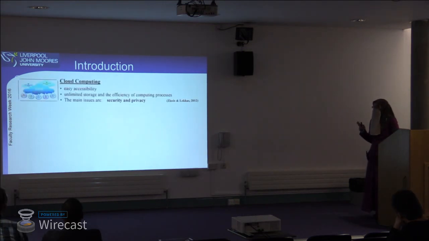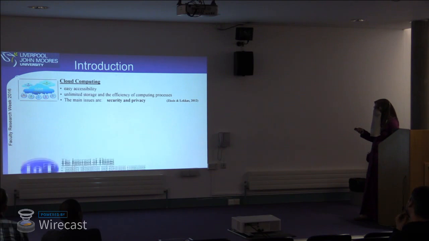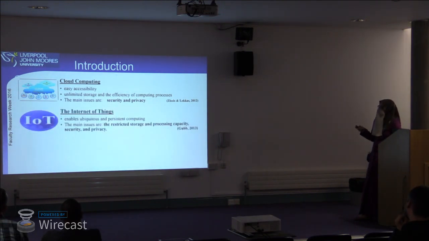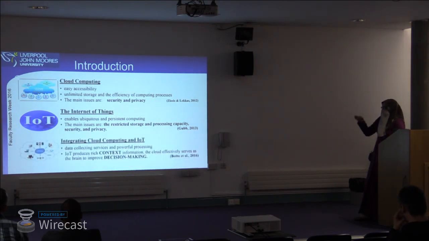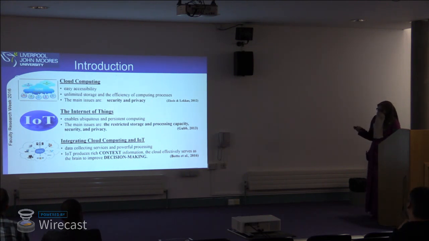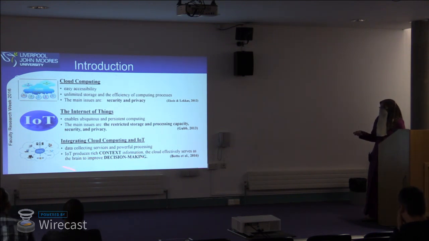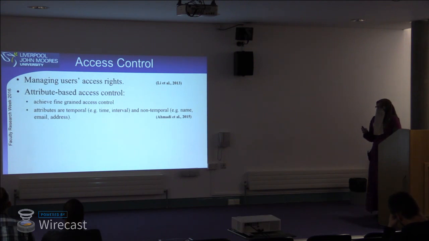In recent years, there are two different technologies that are vital for our life. The first one is cloud computing. The second one, which is tightly coupled with cloud computing, is the Internet of Things. These two technologies have some merits and shortcomings. To provide a universal environment, the combination of cloud computing and the Internet of Things can enhance access control. So the key point here: the Internet of Things produces rich context information, and the cloud effectively serves as the brain to provide decision making based on the information provided from the Internet of Things. So we will enhance the access control.